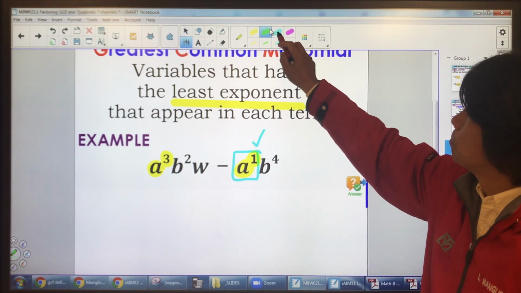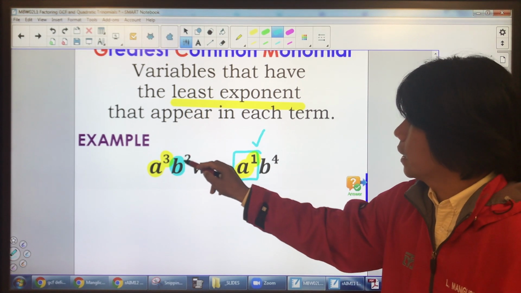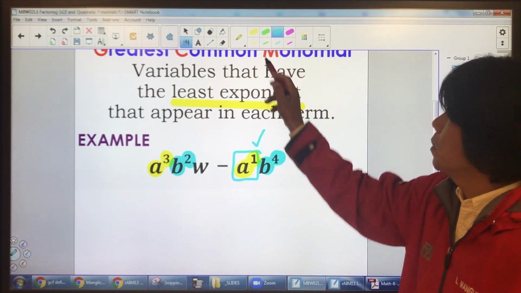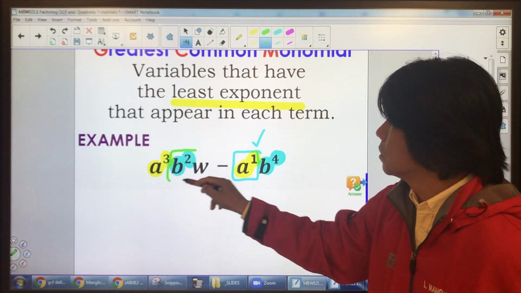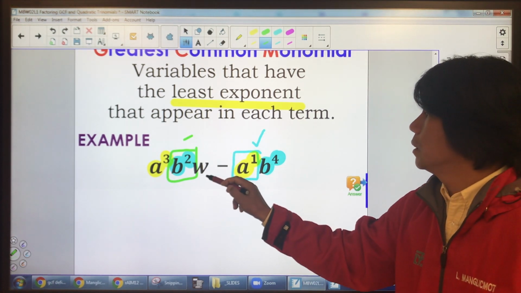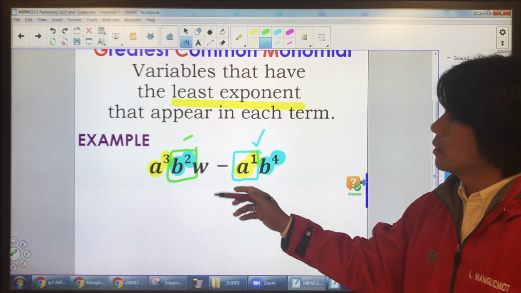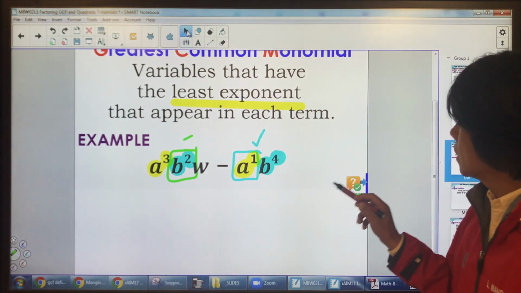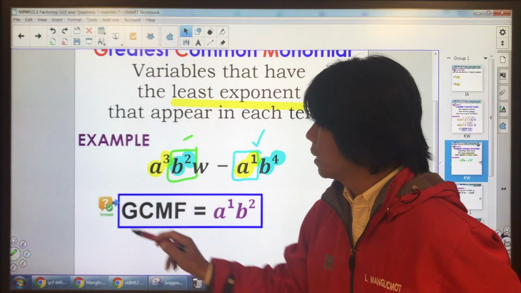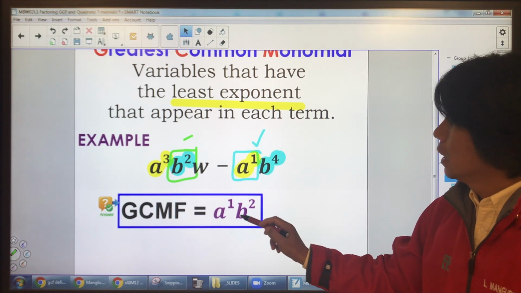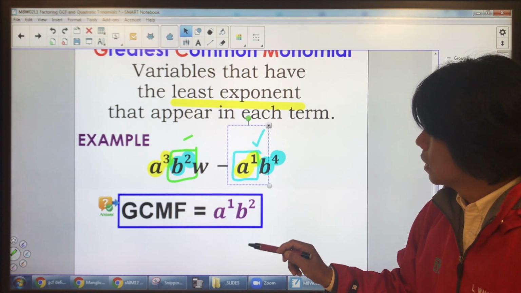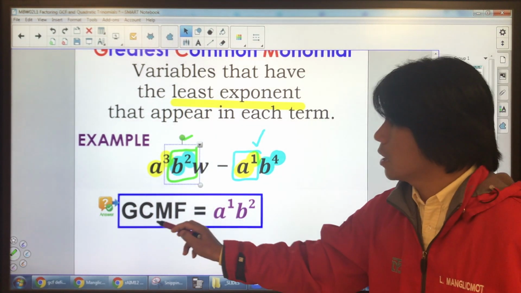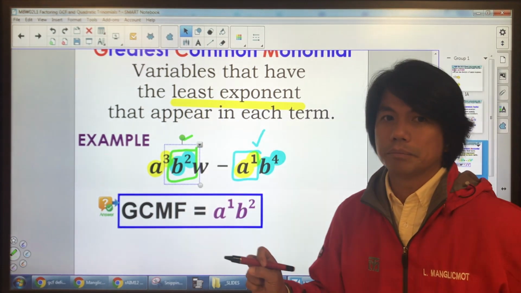How about variable B? B to the second, this is B to the fourth. Which one has a smaller exponent? Definitely this one, right? How about the W? W doesn't appear on both terms, so it's not a common variable. So what is the greatest common monomial factor of this binomial? It's A to the first, and B to the second. Together, it's called the greatest common monomial factor of this binomial.